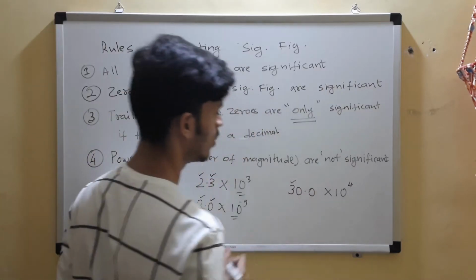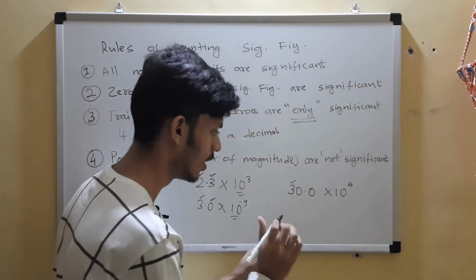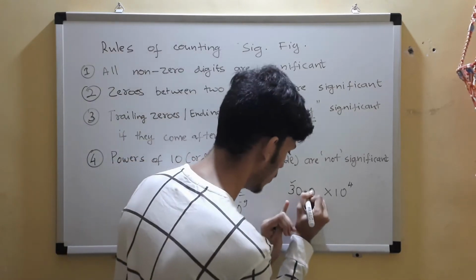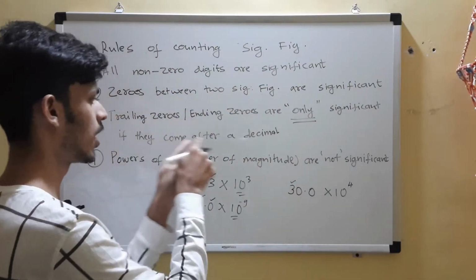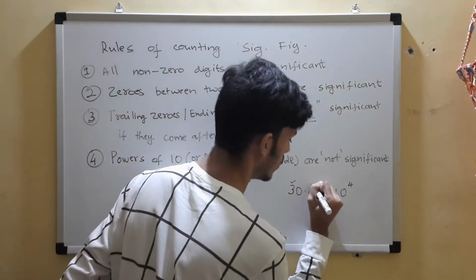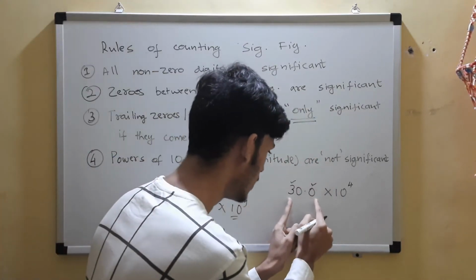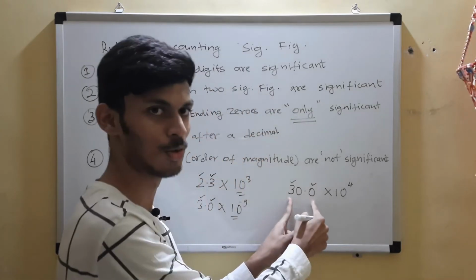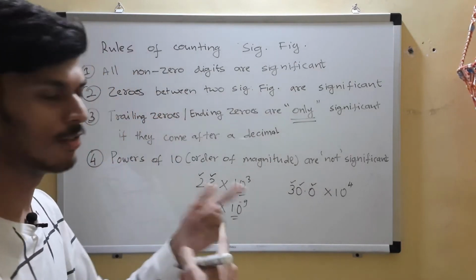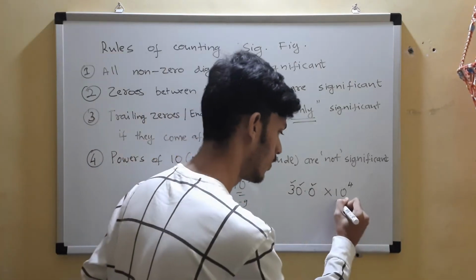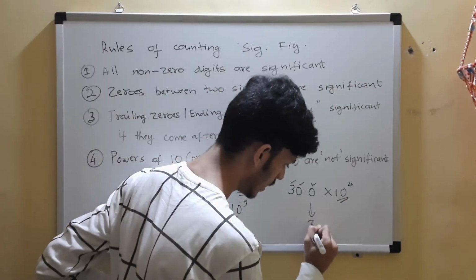3 is a non-zero, significant, 1 significant figure. Now this 0 we can't say anything for now. Let's go to this 0. This 0 comes after the decimal. The zeros coming after the decimal are significant, so this is significant. Now you can look at this 0. This 0 is squeezed between 2 significant figures, so it also becomes significant. How did we go about it? Okay, this is power of 10, so this is not significant. We have 3 significant figures.